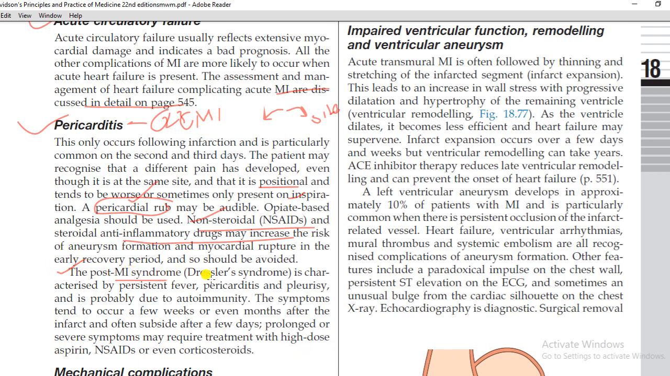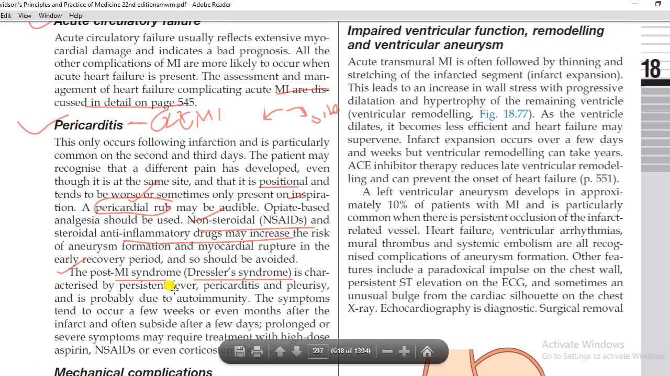Post-myocardial infarction syndrome, Dressler syndrome, is very important. It is characterized by persistent fever. There is fever, pericarditis, and pleurisy. What is pleurisy? It is probably due to autoimmunity. Now, I'm searching this term pleurisy.